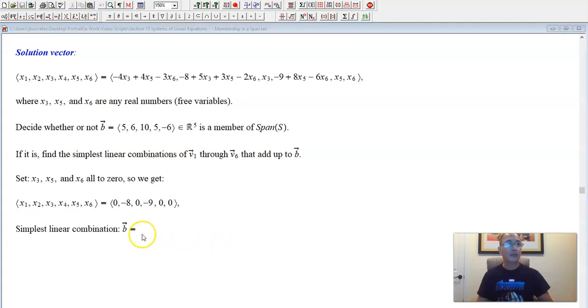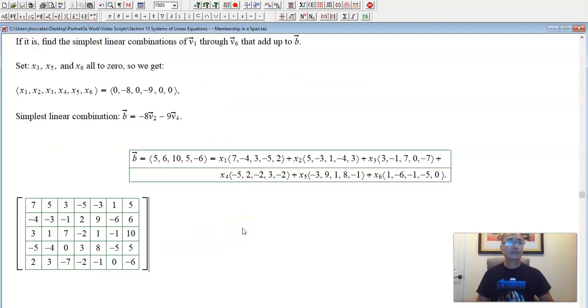So from here, we can now get the simplest linear combination of v1 through v6 that add up to B. Our coefficients are negative 8, and that is the coefficient for v2 because that is in x2. Minus 9, and that is the coefficient for v4. Okay, so let us now check that this is going to work.